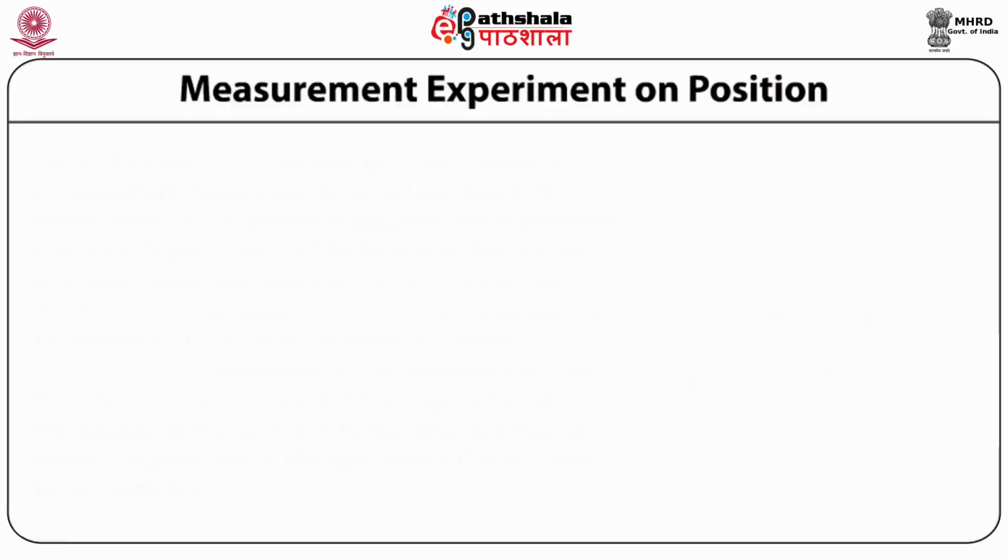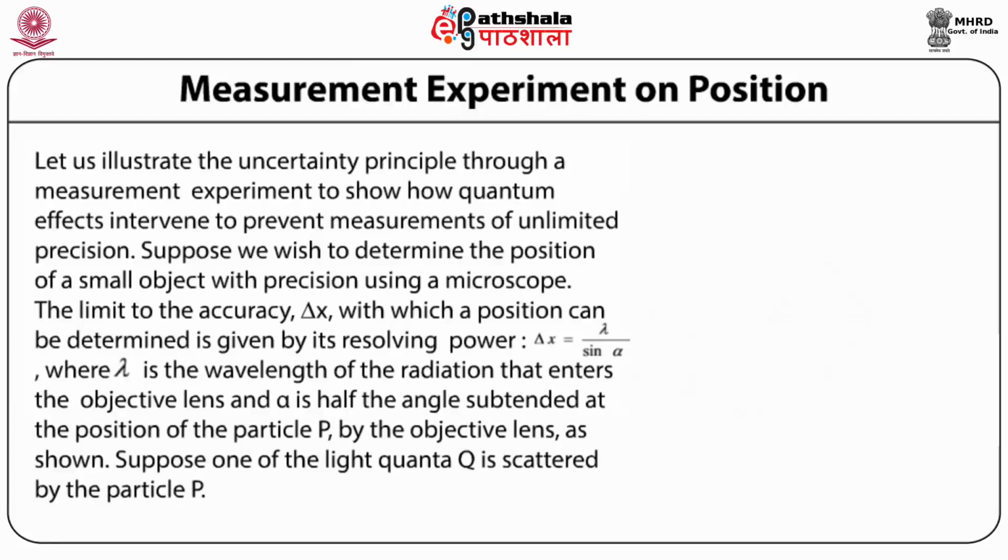Measurement experiment on position. Now we'll try and see how the uncertainty principle affects the measurement on the position of a particle. So for that, let us look at an experiment which can tell us how this is happening. So let us illustrate the uncertainty principle through a measurement experiment to show how quantum effects intervene to prevent measurements of unlimited precision. That means that it is impossible to actually determine the exact position of a particle.